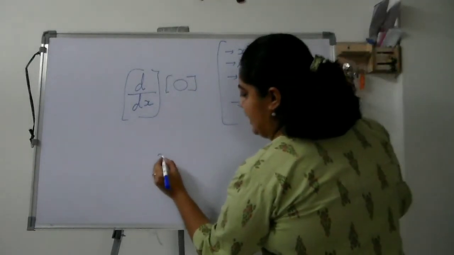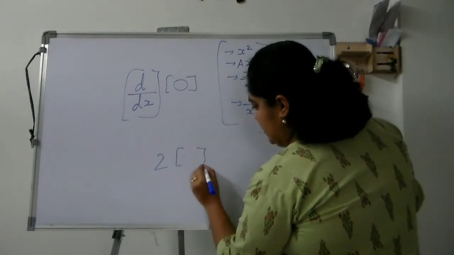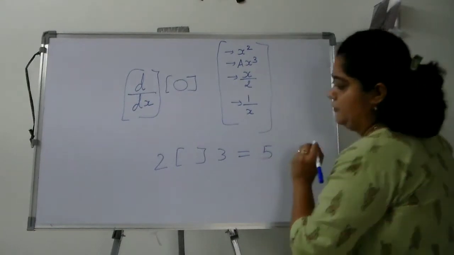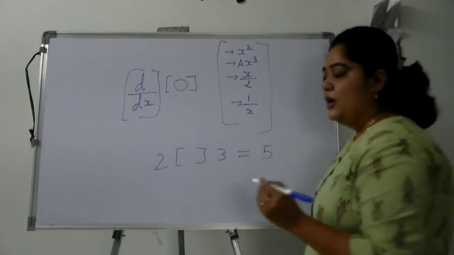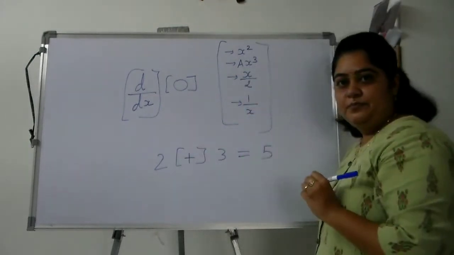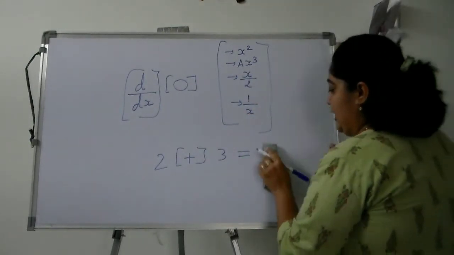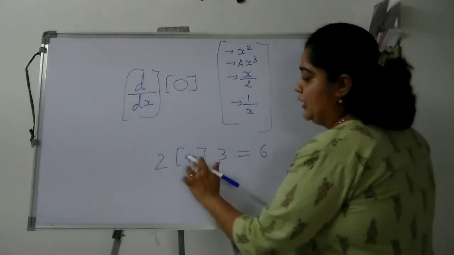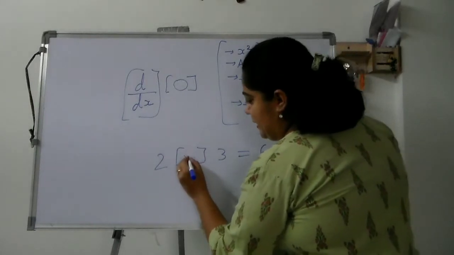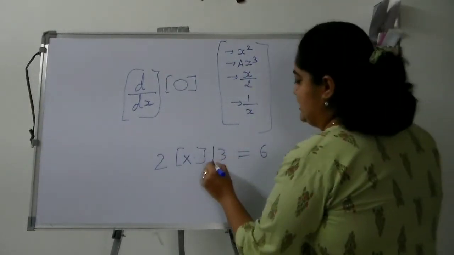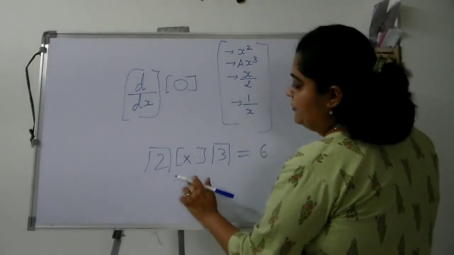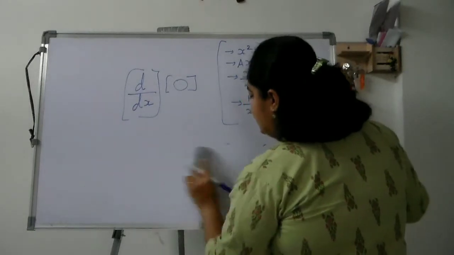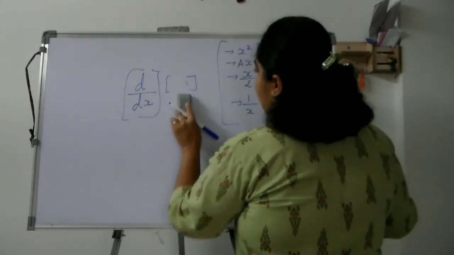Like for example, I say 2 and 3 is equal to 5. So what can you put in this bracket? You will be putting addition. Correct. Now, if here it is 6, so what can you put here? You have to put multiplication as an operator. So these are the two functions on which an operator is being applied. So here also the differential operator will be applied.